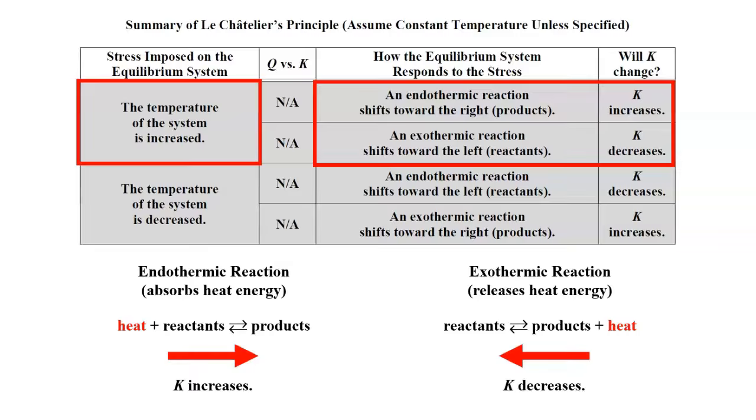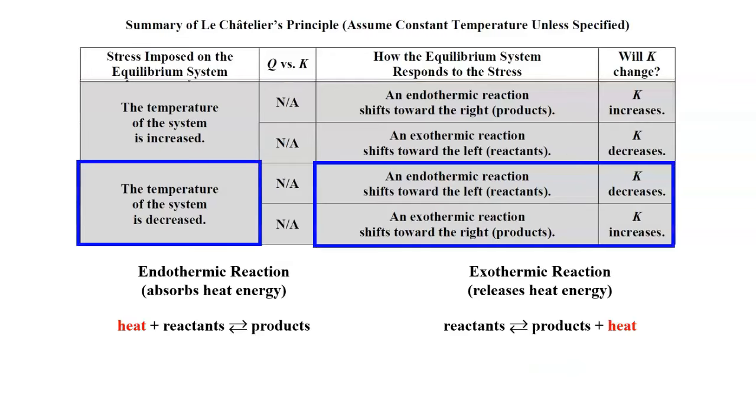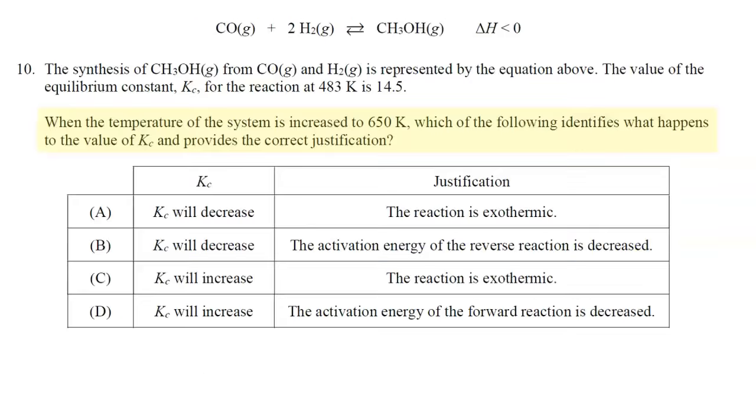Now, there's also two more possibilities. If the temperature of the system is decreased, then for an endothermic reaction, there will be a shift from products to reactants, or from right to left, and the value of K decreases. And if the temperature is decreased, for an exothermic reaction, there will be a shift from left to right, or from reactants to products, and K increases. Now, let's go back and take a look at the details here in question 10.